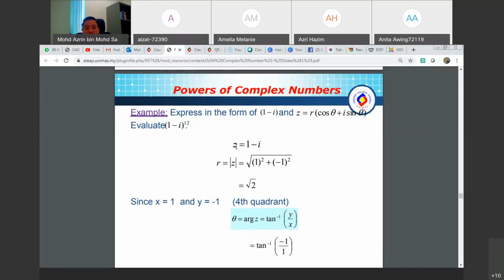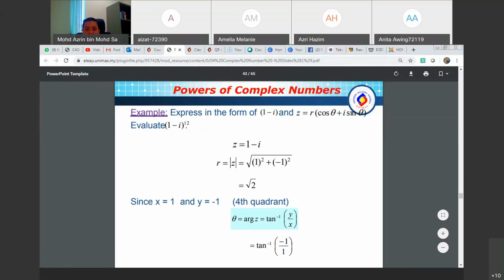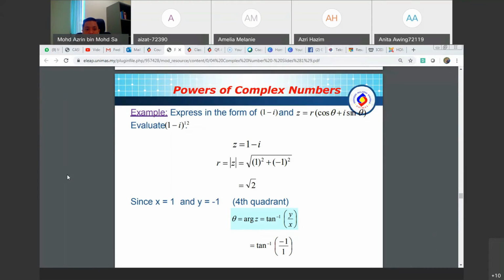In terms of complex number, you get Z is equal to 1 minus i. So then you find the value of R. So the value of R using the formula Z modulus. So you get 1 squared plus minus 1 squared, square root, you get square root of 2. So ni adalah value of X. So this is X, this is Y. So this is value of X, value of Y.